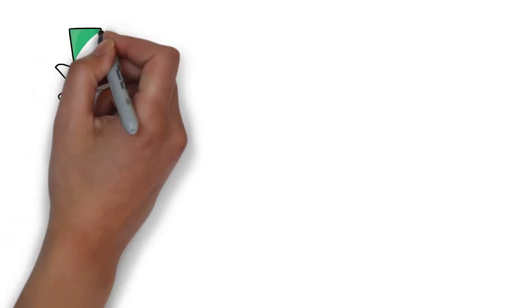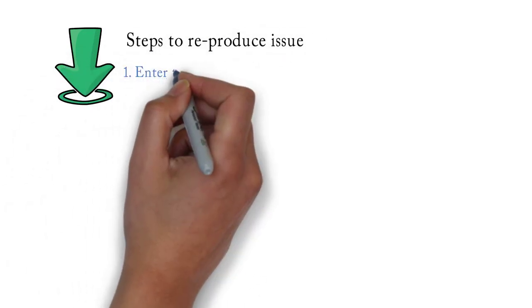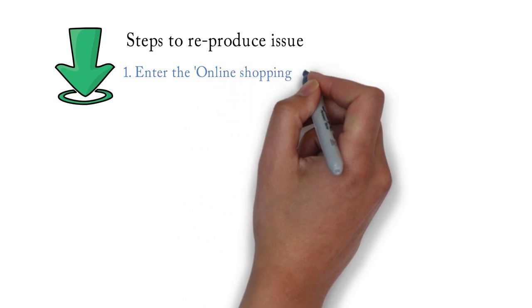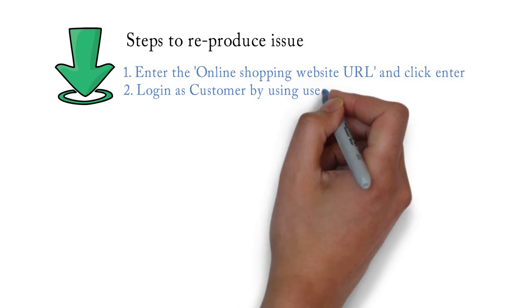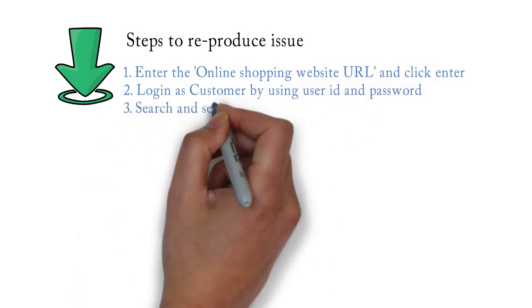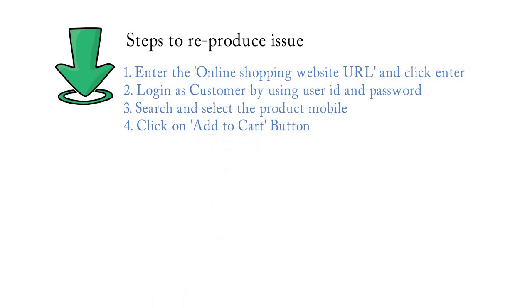The next section is steps to reproduce the issue. The steps for recreating the issue can be mentioned here. So in our case, it can be: enter the online shopping website URL and click enter, log in as a customer by using user ID and password, search and select the product mobile, click on the Add to Cart button. So this is where we get the issue. Up to this we should mention, so that the developer can investigate it in a better way.